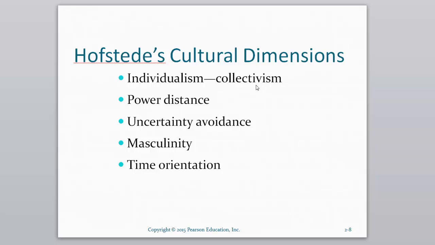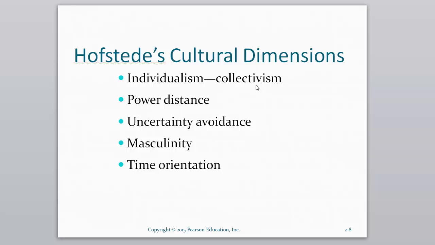Power distance cultures. Power distance basically is the extent to which people accept unequal distribution of power. So what I mean is, if power distance is high, that means there's a wider gap between the powerful and the powerless people. This is kind of like communist cultures, nations.